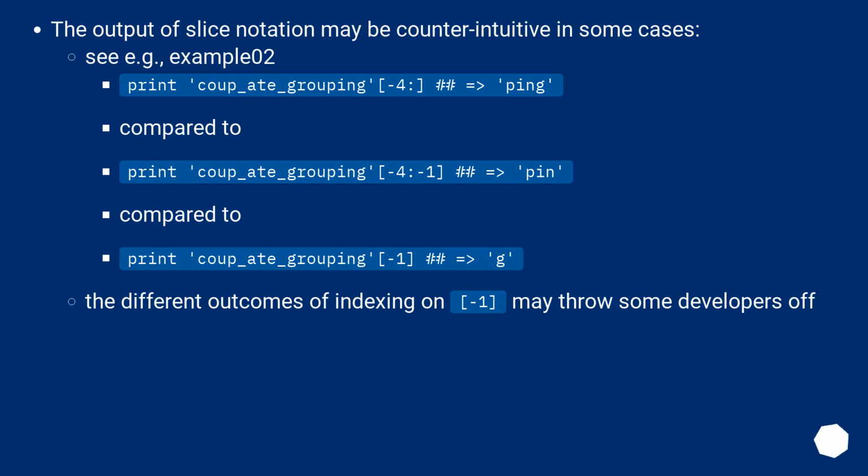print(q_8_grouping[-4:]) # equals 'pin', compared to print(q_8_grouping[-4:-1]) # equals 'pin', compared to print(q_8_grouping[-1]) # equals 'g'. The different outcomes of indexing on -1 may throw some developers off.